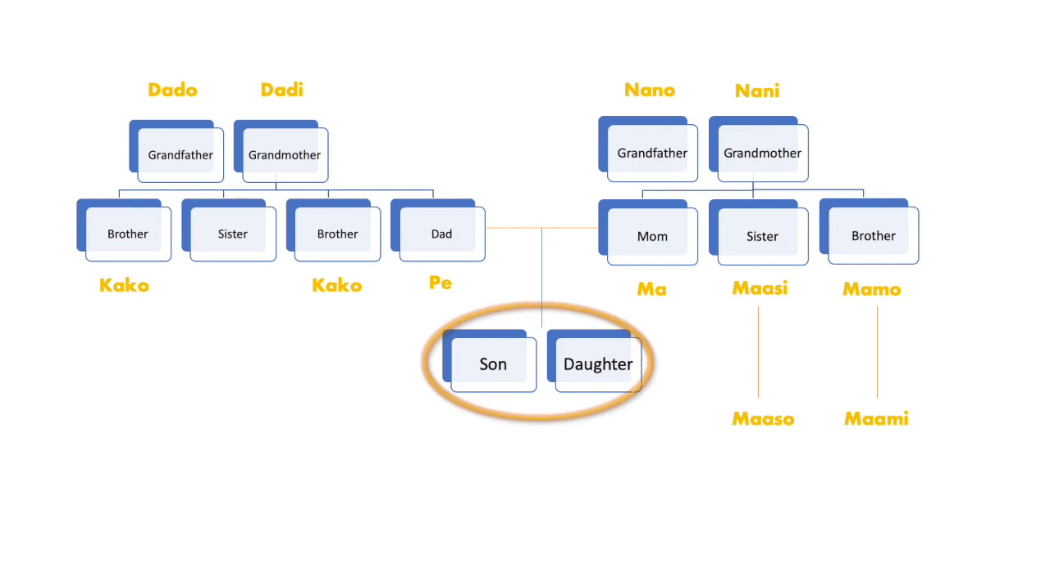Your dad's brothers are your kakos, and your dad's sister is your puppo or your fui. Oftentimes in families, the eldest puppo or kako, they're called vadope and vadima as a sign of respect. If your kako gets married, his wife is your kaki. And if your puppo gets married, her husband is your puppa.